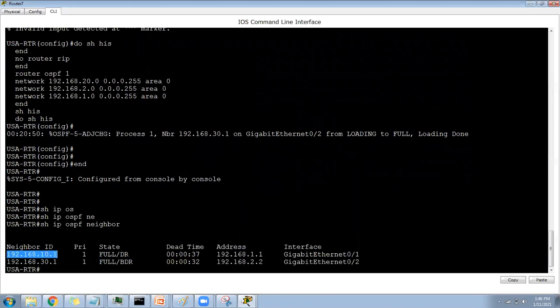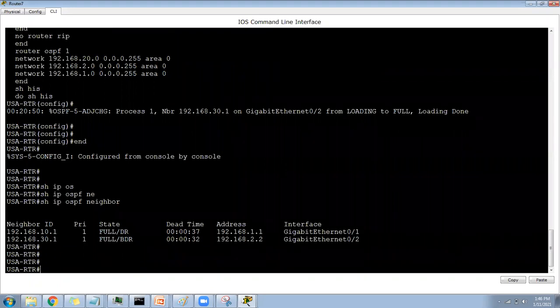It's showing I have two neighbors. One is 10.1, one is 30.1. So the left side is India, the right side is the UK, right? So it is having something like DR and BDR. We will see that tomorrow. DR, BDR, and so the first command is show ip ospf neighbor. It formed the neighbor.